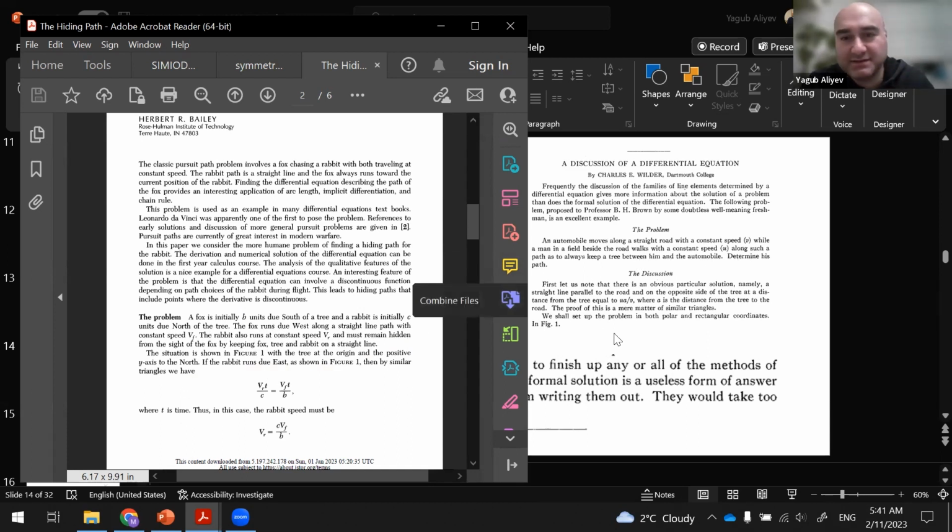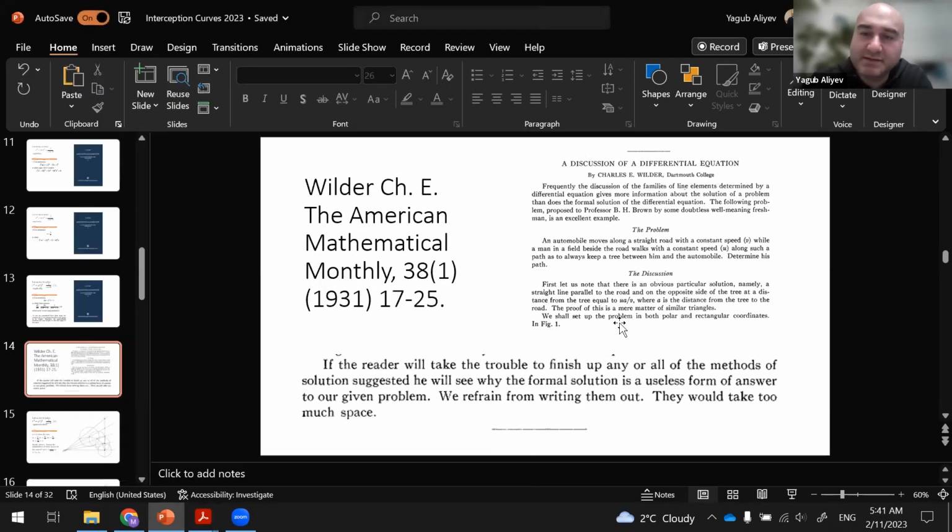Now, this paper doesn't refer to the other paper. So many people discovered and rediscovered the same problem and tried to work on it. In all these papers, authors mentioned the difficulty of the problem, which is indeed correct. At the end of his paper, Wilder writes that if the reader will take the trouble to finish up any or all of the methods of solution suggested, he will see why the formal solution is a useless form of answer to our problem. We refrain from writing them out, they would take too much space.